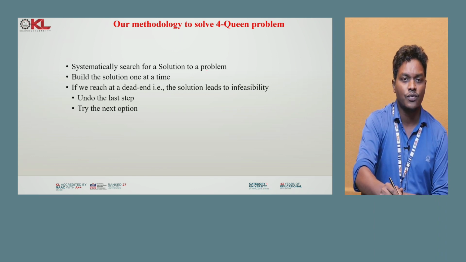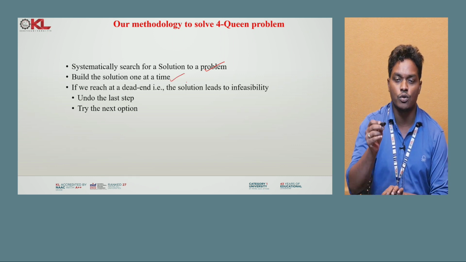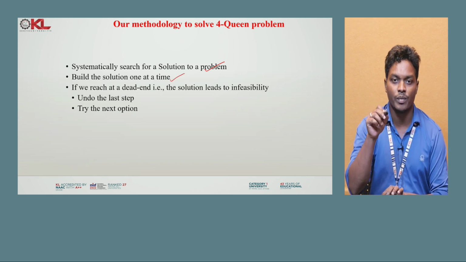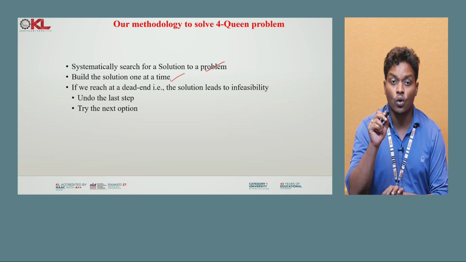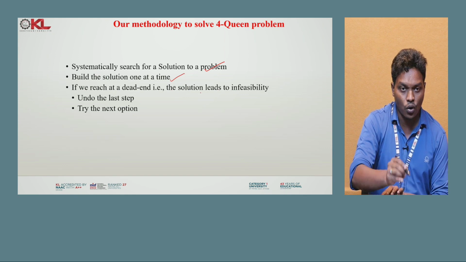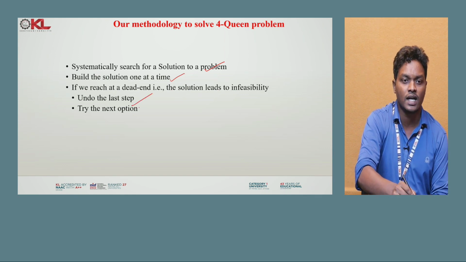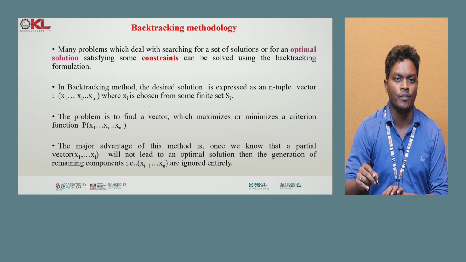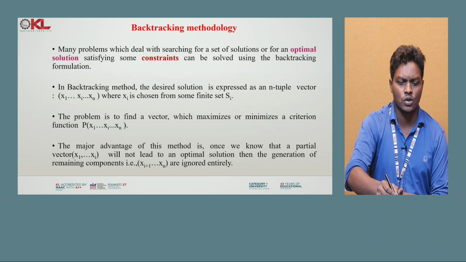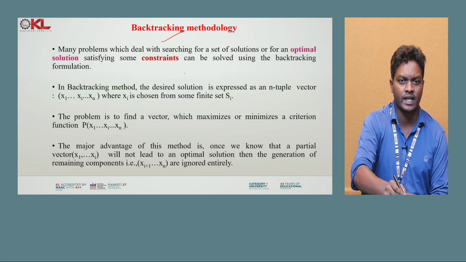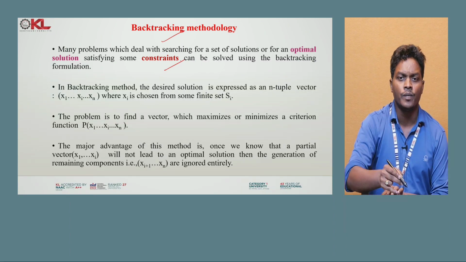We systematically search for the solution, building it one step at a time, checking each queen to be placed on each row, each column and diagonally, and cross-checking every queen so that no conflicts will occur. If conflicts occur, what do we do? We undo the last step and try the next option. So what constraints have we used here? The methodology we have used is backtracking, and there are constraints.